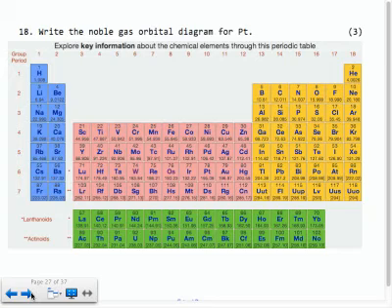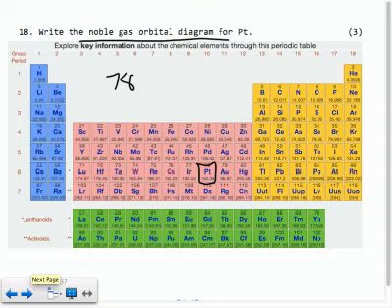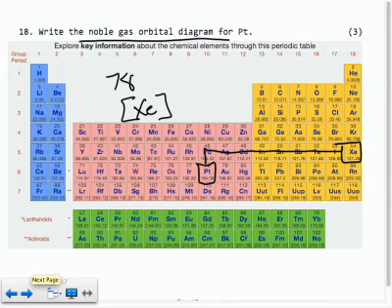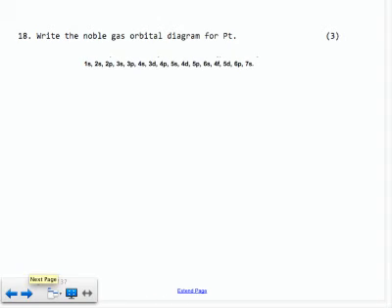All right, finally we're going to do again a noble gas orbital diagram, this time for platinum, Pt, which is element number 78. And we're going to use a different noble gas this time. Up 1 and all the way over gets us to xenon. So xenon is element Xe, and it's number 54. So to do the noble gas orbital diagram for platinum, we're going to need a lot of room here. We're trying to get to 78 electrons.